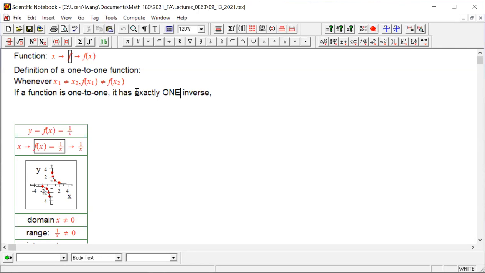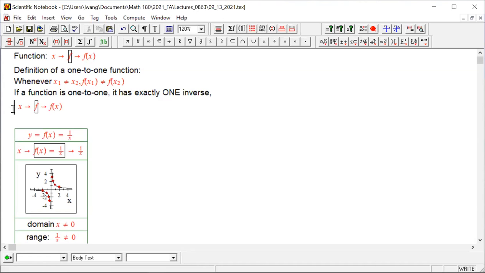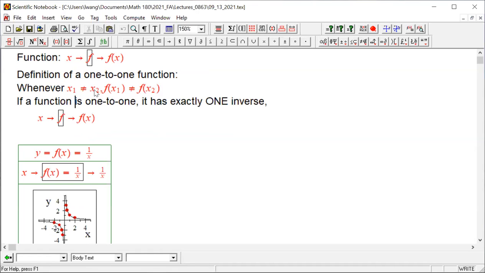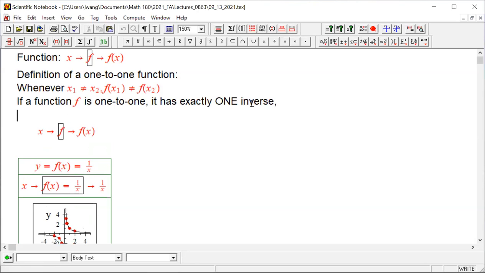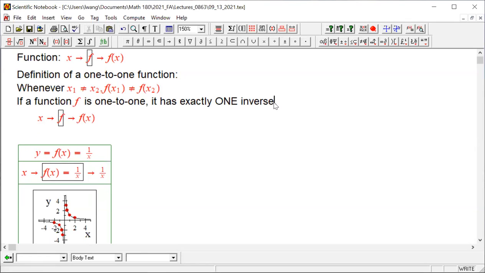There will be confusions, I know there will be. So let me explain what an inverse is. Suppose a function is one-to-one. If you look at the function, from input it produces output. What does the inverse do? Suppose we have a function called f. Since it is one-to-one, it has an inverse.